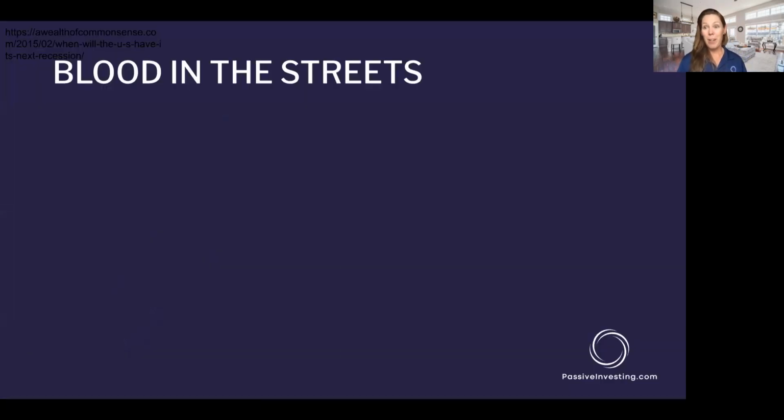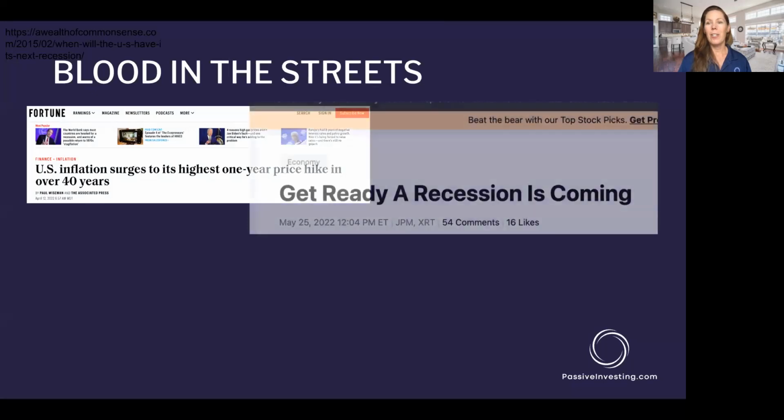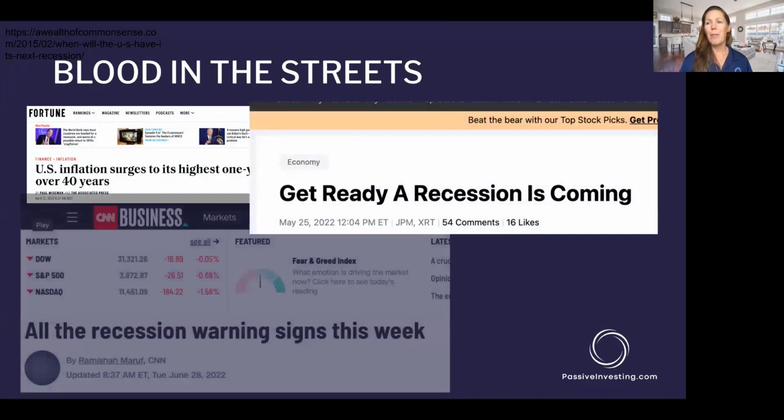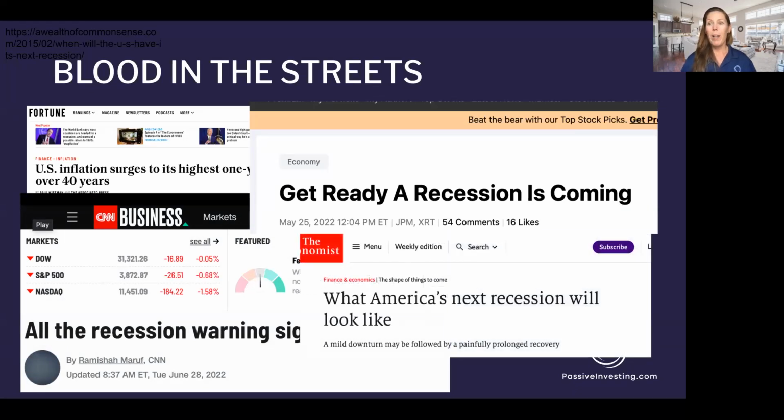All right. Now, I know many of you, like me, are watching the headlines over the course of the past few months. Really, if you're watching the headlines, inflation's at 40-year highs, get ready for the recession. The recession, all the warning signs have lined up this week. What is America going to look like after a recession? How long will it be? When will we know? You know, the media is really painting this, that there's a lot of blood in the streets. And there may be, okay?